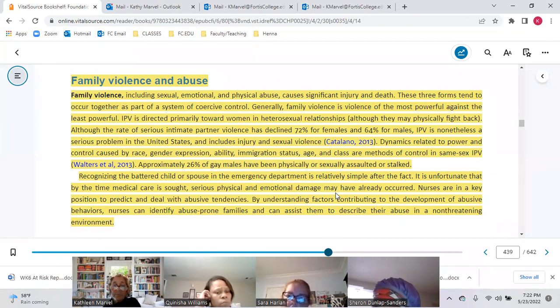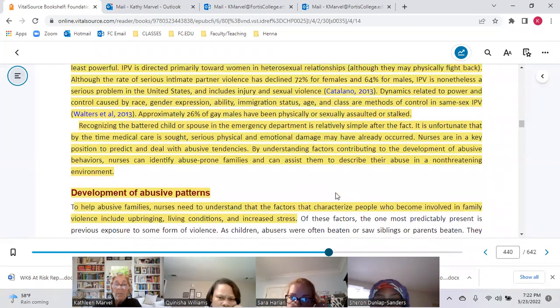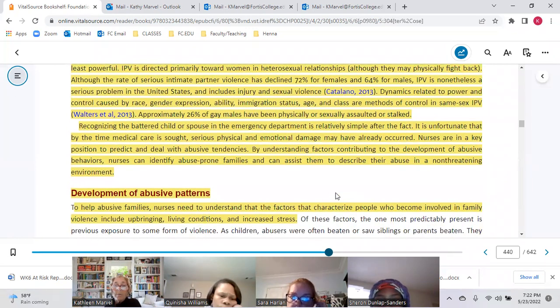Okay. Would you know how to recognize a battered child or spouse in an emergency department? Okay. Unfortunately, by the time people are seeking care, it's usually in an emergency situation. Right. So nurses are in a key position to try and help with these abusive tendencies. Right. We need to be aware, we need to be educated, we need to be knowledgeable about the factors contributing to the development of abusive behaviors.